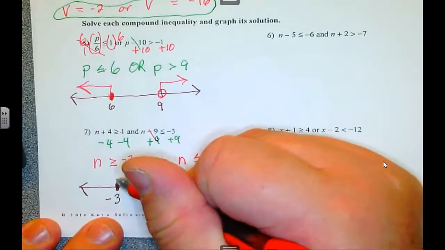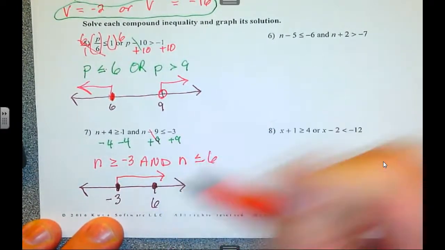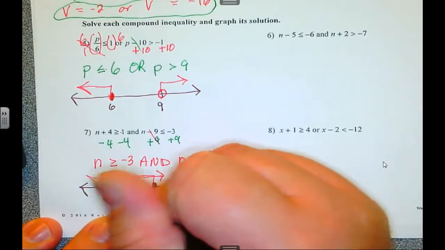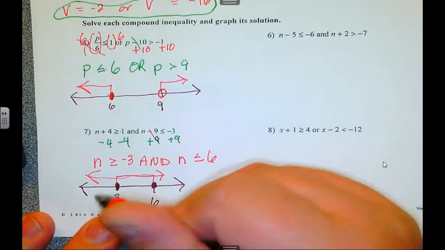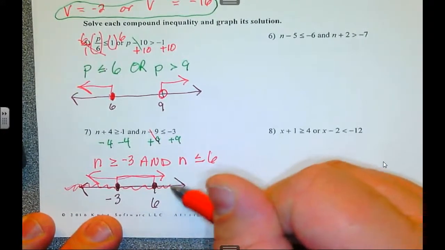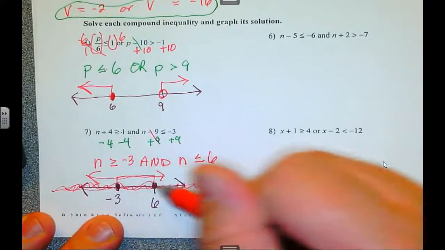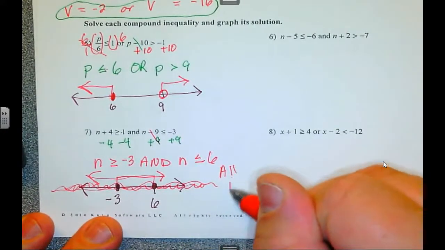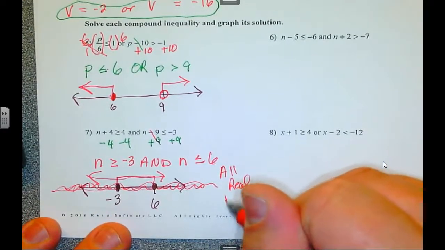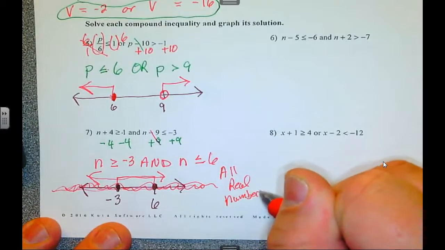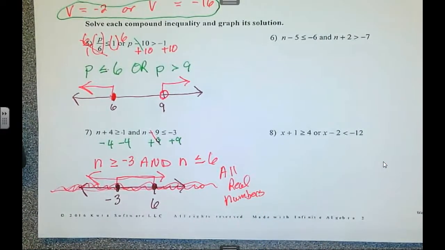Closed circle at 6. And let's see, we're going to have an overlap here, aren't we? No, obviously not. Greater than negative 3, less than 6. So what's shaded in between? Everything is, isn't it? No, the entire number line, because this is going to shade forever and ever. So this is all real numbers. This is the solution, because the whole line's shaded. And I am done.